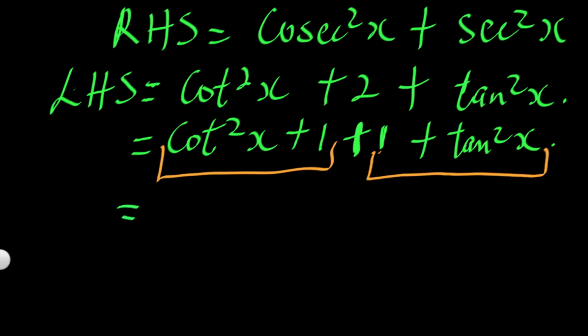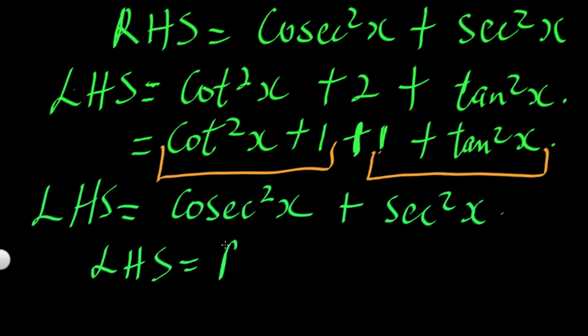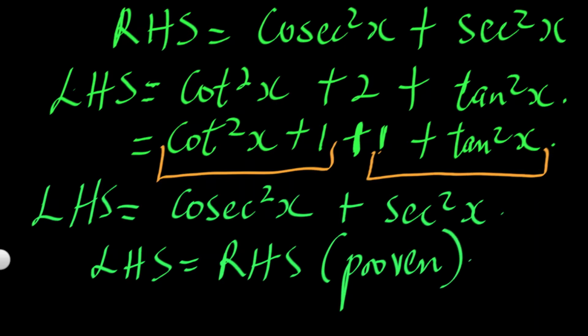So therefore, the first 2 terms can be replaced by cosec squared. So this is cosec squared x plus sec squared x. This is my left hand side. Now look at it. It looks exactly like my right hand side. So I can make the conclusion that LHS is equal to RHS. So this is a proof. Proven.